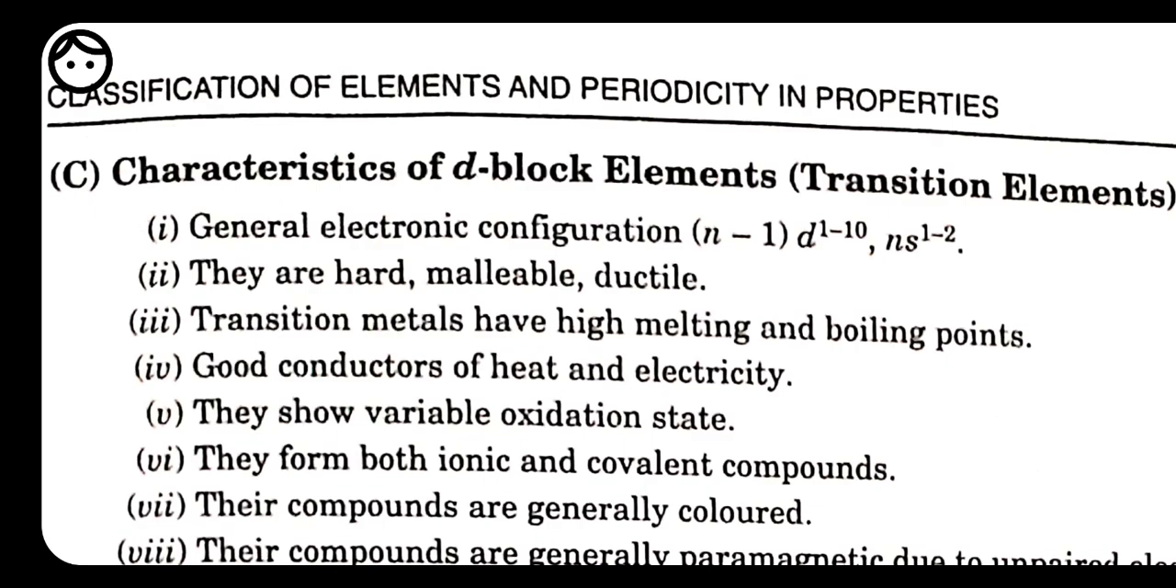And second, they are hard, malleable and ductile. We know d block elements are metals, and metals are generally hard, malleable and ductile.